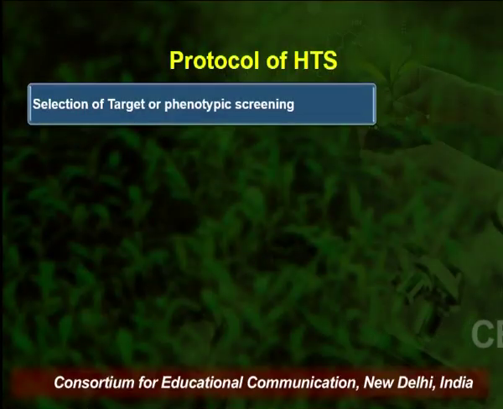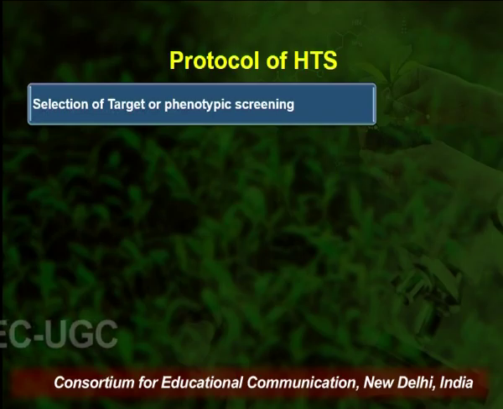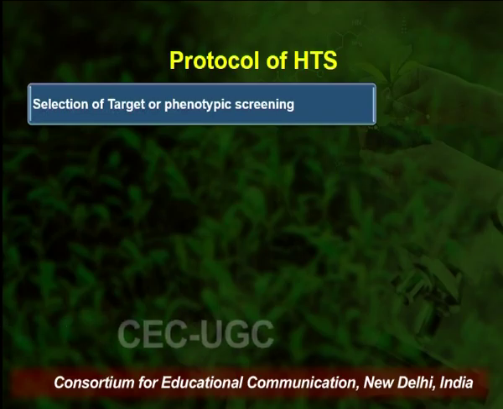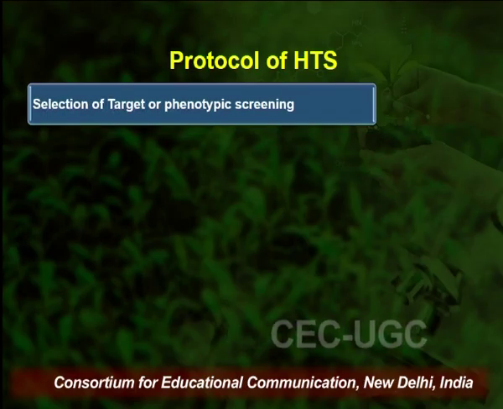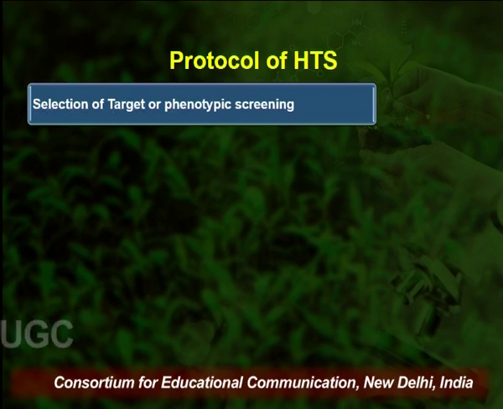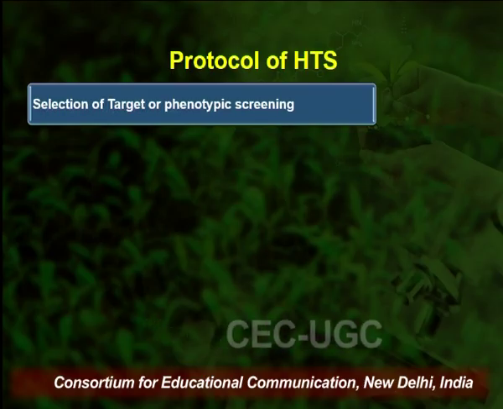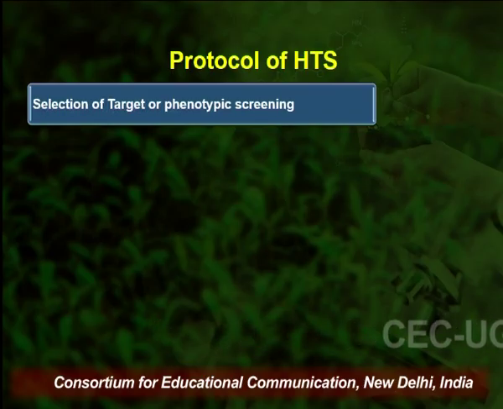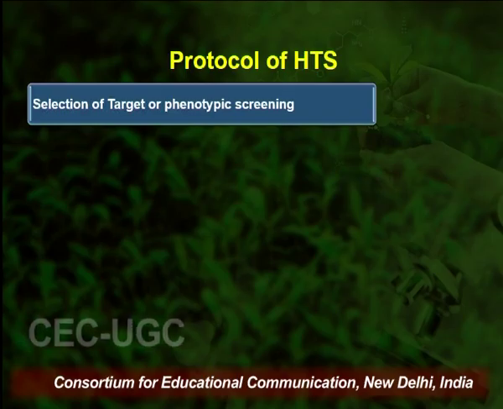Now, how to follow that process, what protocol we should follow. The first and foremost step is the selection of the screening method, whether you are going for a target screening or a phenotypic screening HTS method. Depending upon the requirement, what kind of results you are expecting from your study, you have to first select whether you are going for a target oriented HTS screening or phenotypic oriented HTS screening, and both these types of screening methods we have already discussed in my previous lecture.